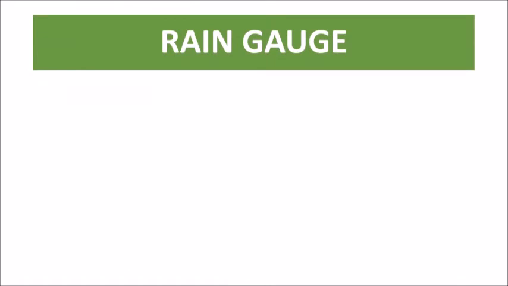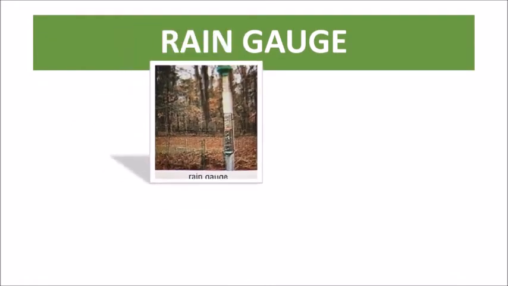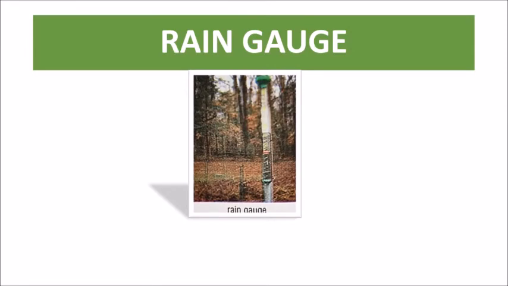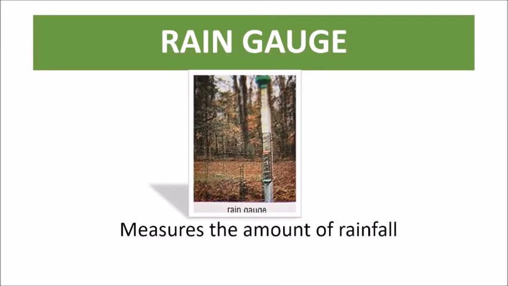Next instrument, we have rain gauge. From the word rain, it measures the amount of rainfall. Light rains have a rate of fall from trace to 2.5 mm per hour. The rate of fall of moderate rains is between 2.5 mm and 7.5 mm per hour. The rate of fall of heavy rains is greater than 7.5 mm per hour.